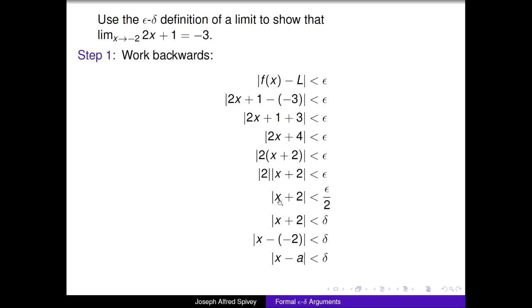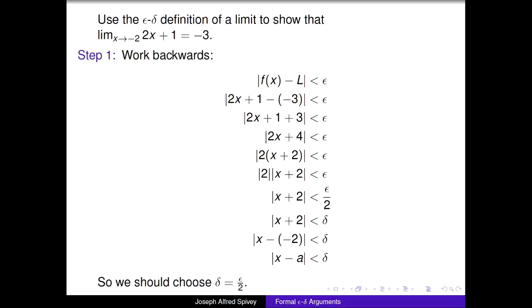So I'm left with absolute value of x plus 2 is less than epsilon over 2. And now these two look exactly alike as long as I let delta be equal to epsilon over 2. And remember, the whole point of step 1 is to find a relationship between delta and epsilon. And now that I see these two expressions, I see what delta needs to be in order to make this argument look right. So we should choose delta equal to epsilon over 2. That delta should be equal to epsilon over 2. And we'll just keep that in our brain, and we'll use that when we do step 2.